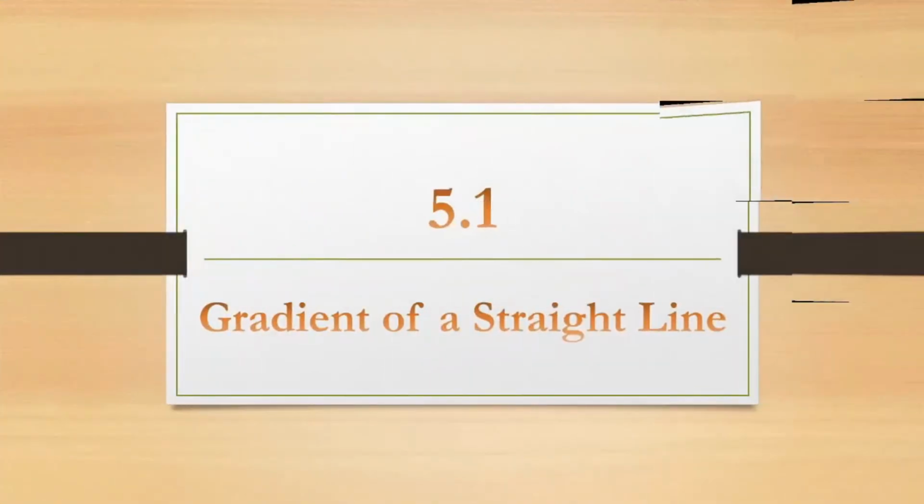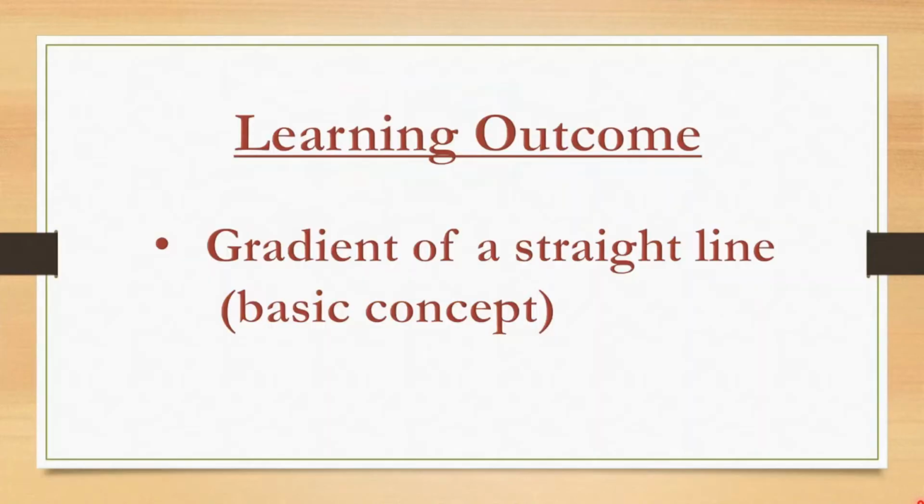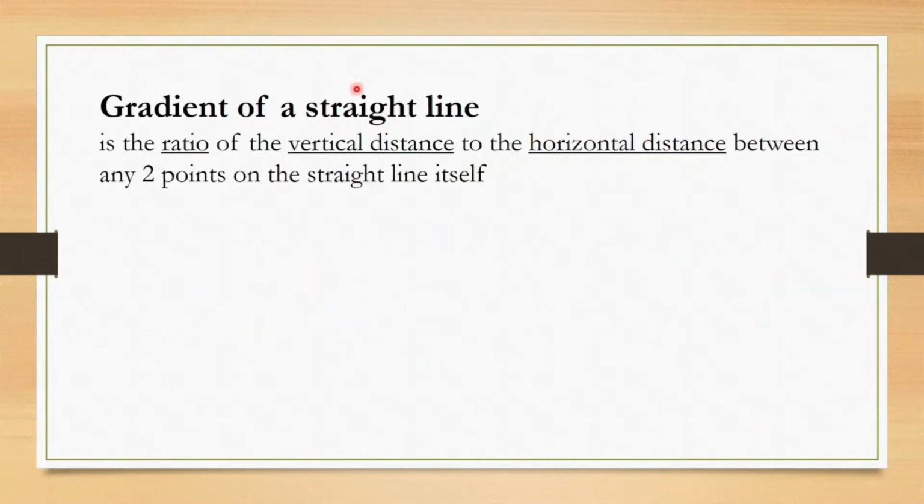So to begin, let's look at 5.1, gradient of a straight line. The learning outcome will be, you have to know how to find the gradient of a straight line using the basic concept. Let's start. Gradient of a straight line is the ratio of the vertical distance to the horizontal distance between any 2 points on the straight line itself. Looks very complicated? Never mind, let's translate into a diagram.